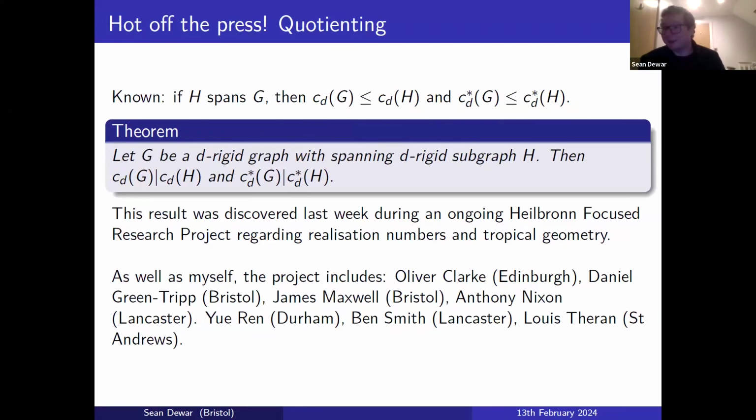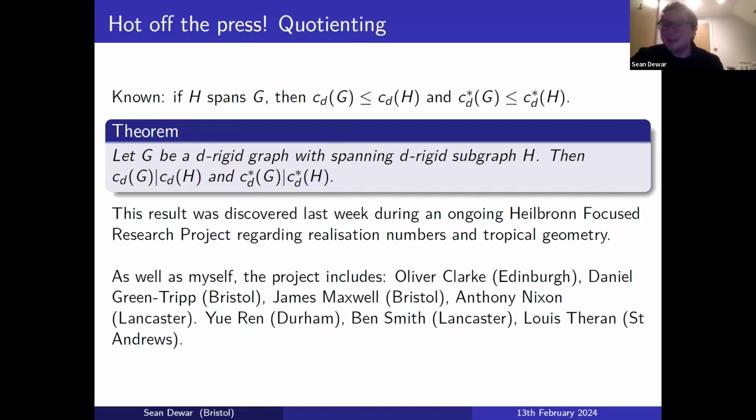And the proof's not actually that complicated. You just kind of follow your nose with a lot of the geometry of these things, and you get it through that. And this was from a recent project with quite a few of us working on understanding realization numbers using tropical geometry, from a nice project grant from the Heilbronn Institute in Bristol.